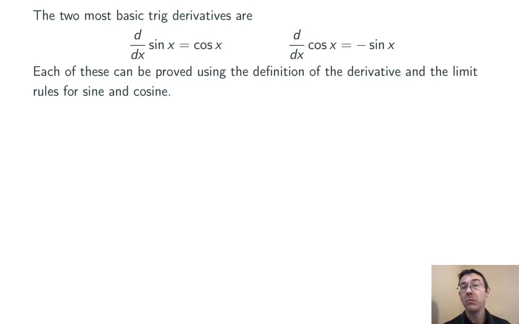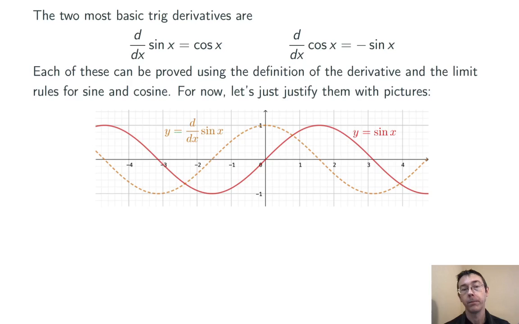Each of these identities can be proved using the definition of the derivative and the limit rules for sine and cosine. I don't think the proofs are that interesting though, so I'm just going to show a couple of pictures. Here we see the graph of the function y equals sine of x, and its derivative y equals cosine of x. The function sine is in the solid red, and the derivative cosine is in the dotted yellow. So notice at pi over 2, sine has a horizontal tangent line, and cosine is 0, has an x-intercept.